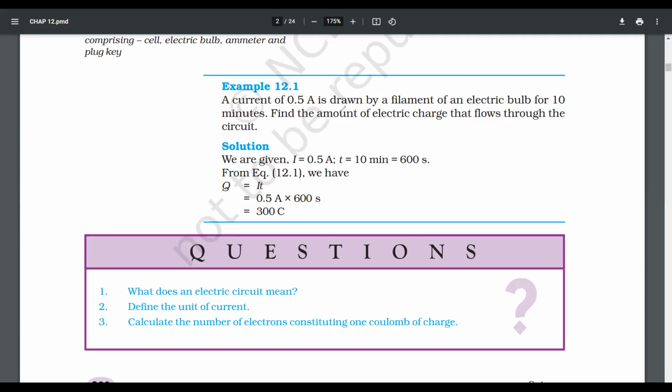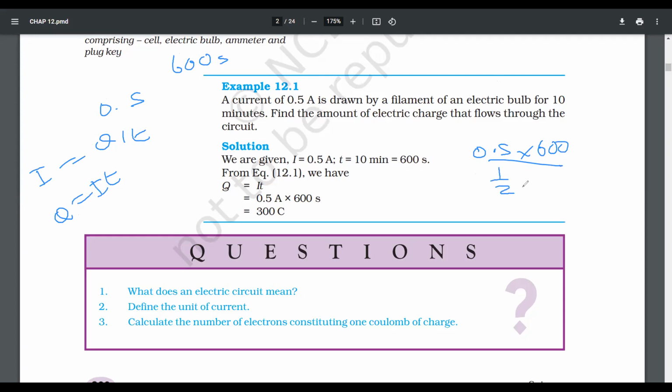I was just explaining how we got that. So we have 0.5 amps, and we have 10 minutes, which is 600 seconds, and then we know I is equal to Q by T. So Q is equal to IT. And so we just put values of I and T, so 0.5 into 600. This is, again, a very easy calculation, and to make it even easier, 0.5 is 1 by 2 into 600, which is equal to 300.